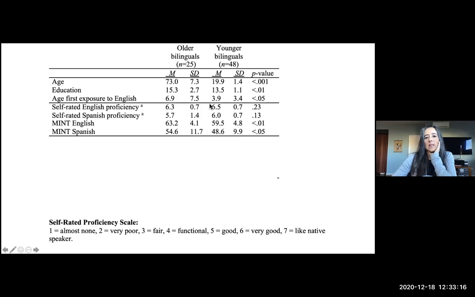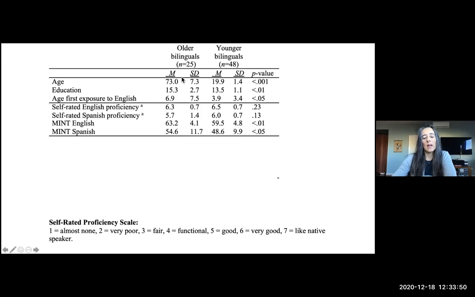But you can see the same sort of pattern as what we saw before. The older bilinguals give themselves slightly lower scores on our rating scale. There's our 7-point rating scale defined for you. But then in this study, they actually named significantly more pictures than the young bilinguals in both languages. So don't rely on self-ratings. If you can avoid it, don't rely on self-ratings.